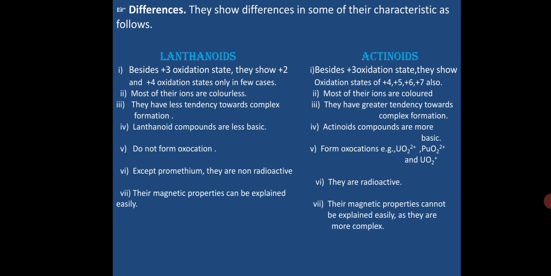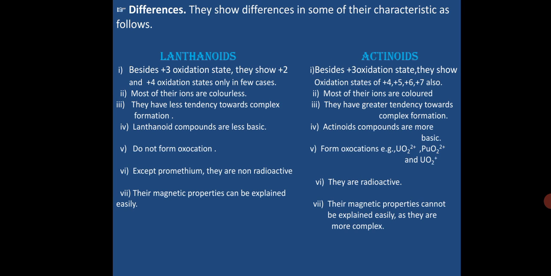Now, lanthanoids, most of the ions are colorless. Actinides, most of the ions are colored. Lanthanoids have less tendency towards complex formation. Actinoids have greater tendency towards complex formation. We have seen it. I have told you that actinoids are much more complex in nature than lanthanoids in terms of configuration. Lanthanoid compounds are less basic. Actinoid compounds are more basic. Lanthanoids do not form oxocations, but actinoids form oxocations.